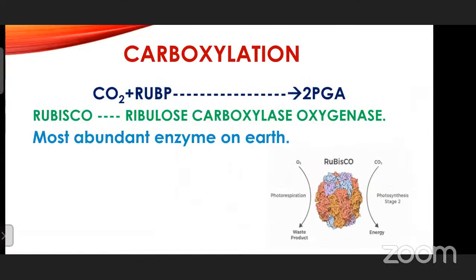Now we have to focus on this only. Rubisco enzyme is helping RUBP to combine with carbon dioxide and form phosphoglyceric acid, and the entire process is called carboxylation.